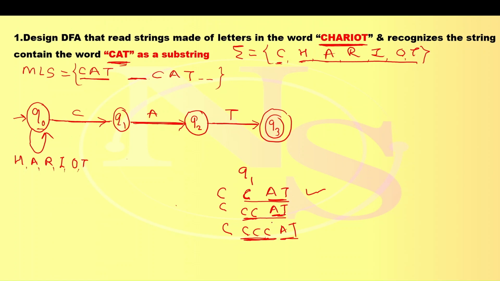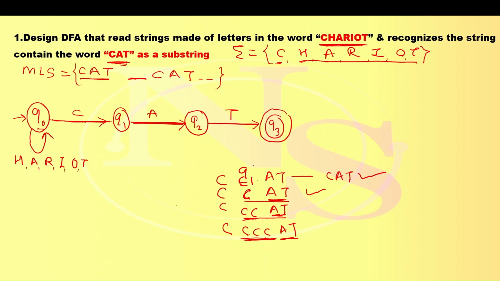If suppose no symbol is coming there, what does it mean? Starting to Q1 as it is, Q1 to final as it is. Here, no symbol coming means what? Epsilon contains no symbol. Still this string becomes C.epsilon.AT. This becomes CAT. Still this is a valid string.